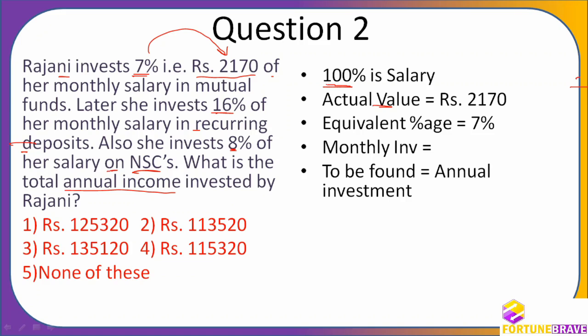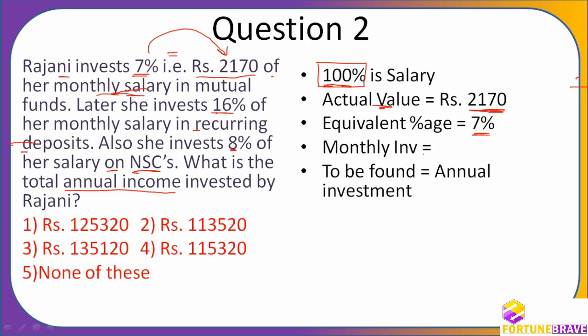So 100% is what here? 100% is again salary, because she is saying 7% of her monthly salary. So this is your base. Whatever is base, that is your 100%. So 100% is Rajani's salary. Actual value, what they have given, 2,170. This is the only numerical or rupee value that they have given, which is the actual value, right? And they have given 7%, that is 2,170. Means these are equal. That is always equal. So equivalent percentage is 7%.